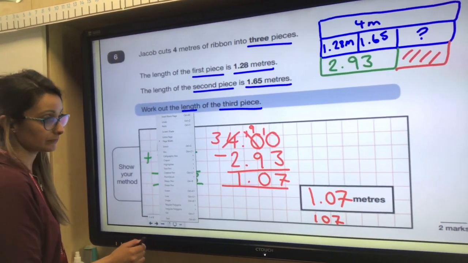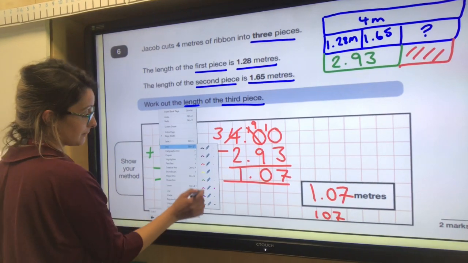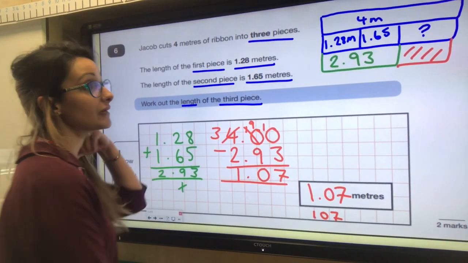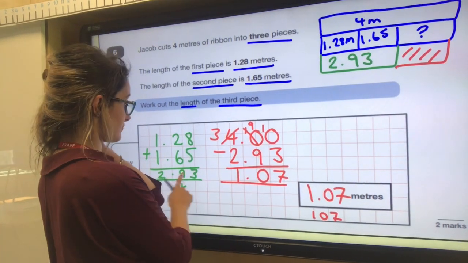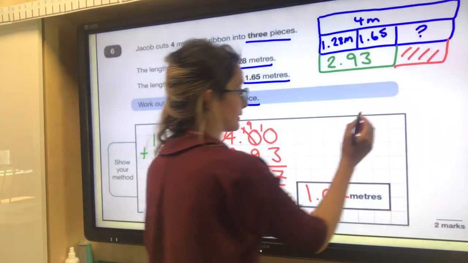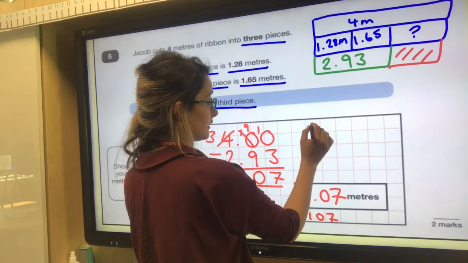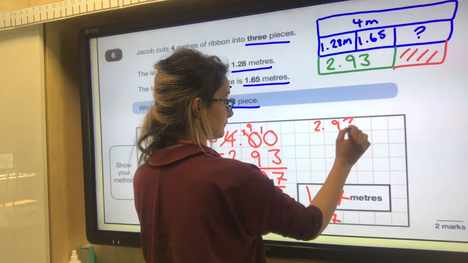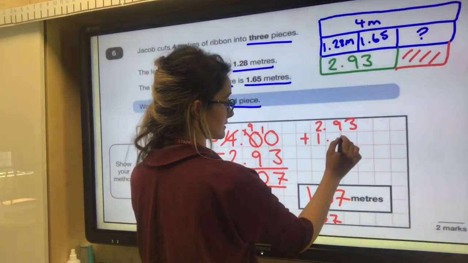I could check it, because if I did 1.07 plus 2.93, it should give me a total of 4. Okay, let's just quickly check that. 2.93 plus 1.07.